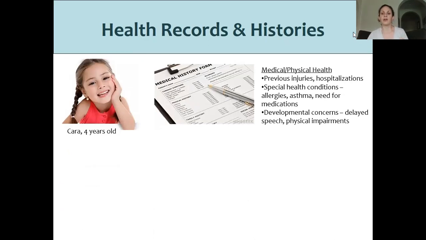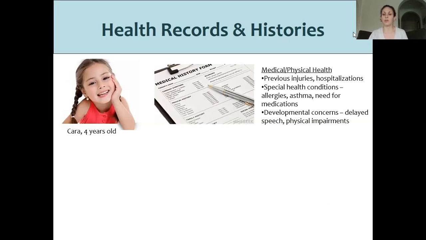So you want to know if this child has any kind of special conditions, whether those be chronic conditions, especially anything that they take regular medication for. So things like allergies or asthma. Those tend to be the most common, but there's also others.